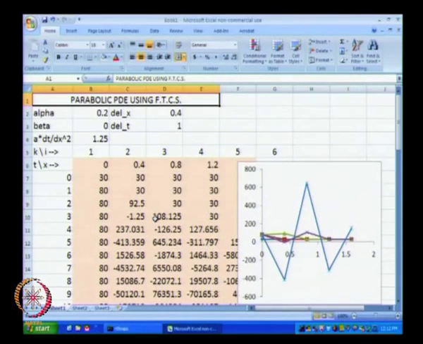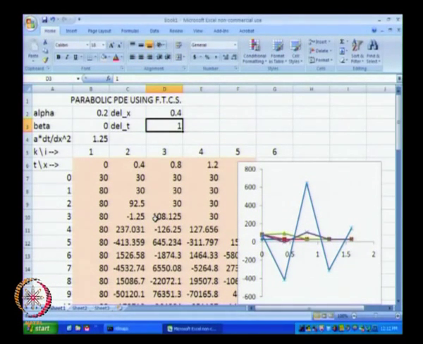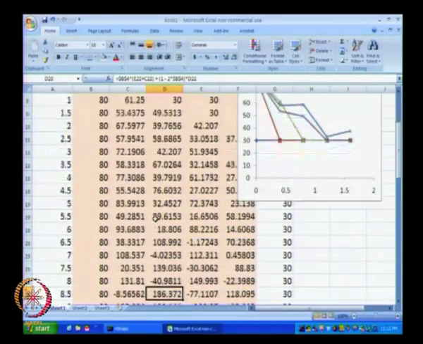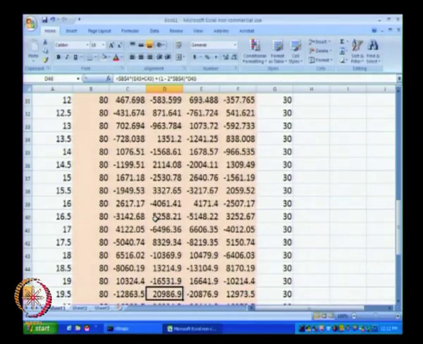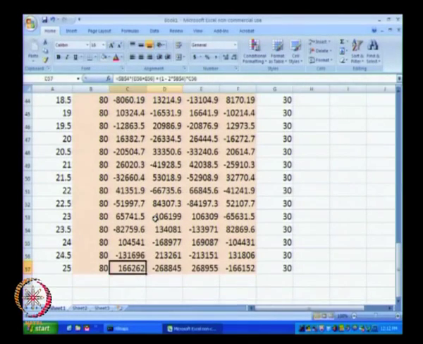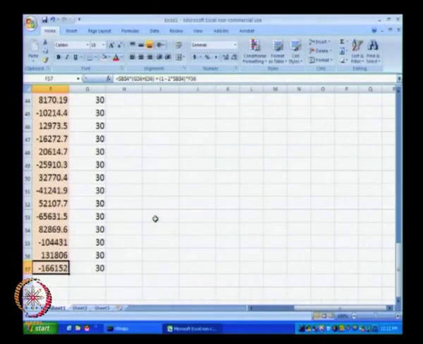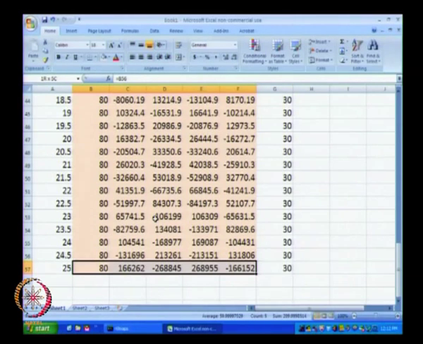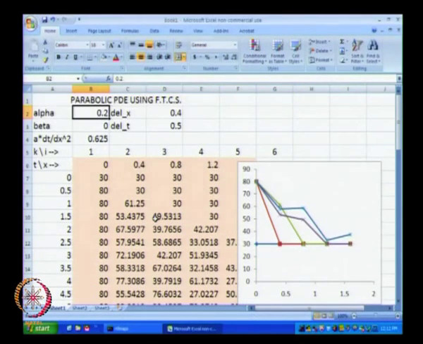So, what we have seen is that when we go from delta t equal to 0.1 to 1, we move from a stable solution to an unstable solution. What happens when we take delta t equal to say 0.5, again we will get some kind of oscillations, and finally the temperature is going to be unstable. That is what these temperatures show you. So, these temperatures are clearly going into the unstable region.